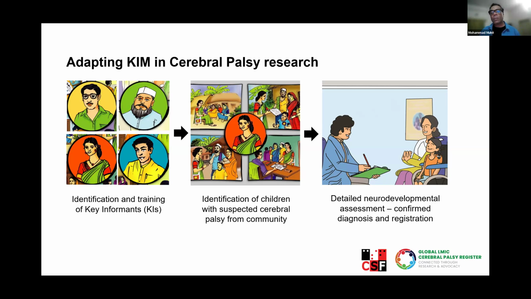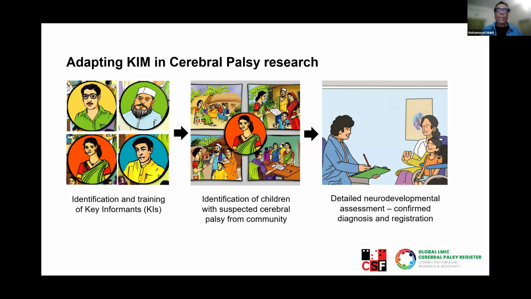And we developed training materials for community volunteers, focusing on neurodevelopment and particularly on cerebral palsy. We started this work on cerebral palsy using key informant around 2012-13 with a pilot project, and then from 2015, we established the Bangladesh Cerebral Palsy Register, which used this key informant methodology extensively to identify a large number of children and for subsequent programs.